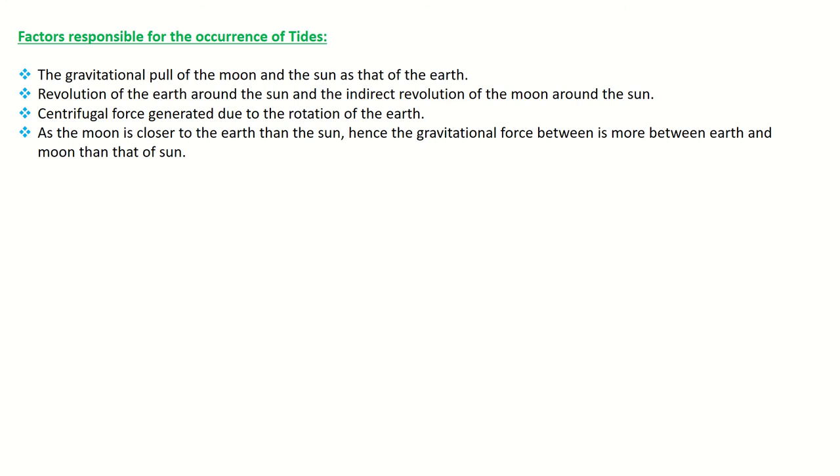Now, second, revolution. Revolution is the movement of the Earth around the sun. So, revolution of Earth around the sun and indirect revolution of the moon around the sun. So, why is it indirect revolution of the moon around the sun? Because the moon revolves around Earth and Earth revolves around the sun. So, indirectly, the moon also revolves around the sun.